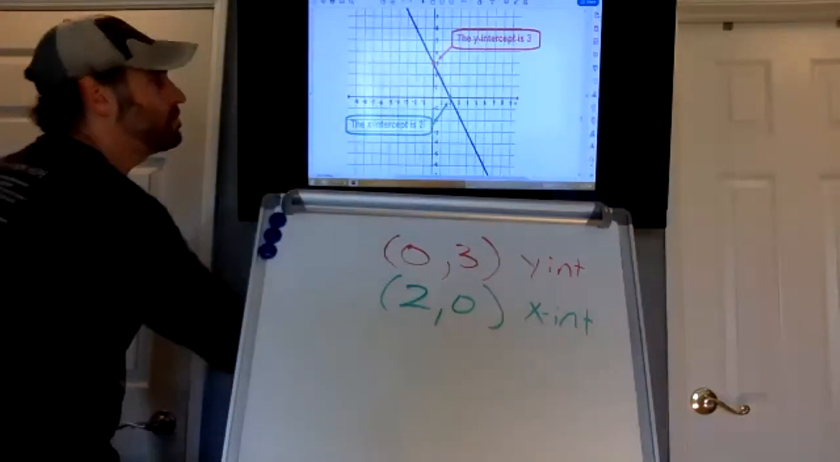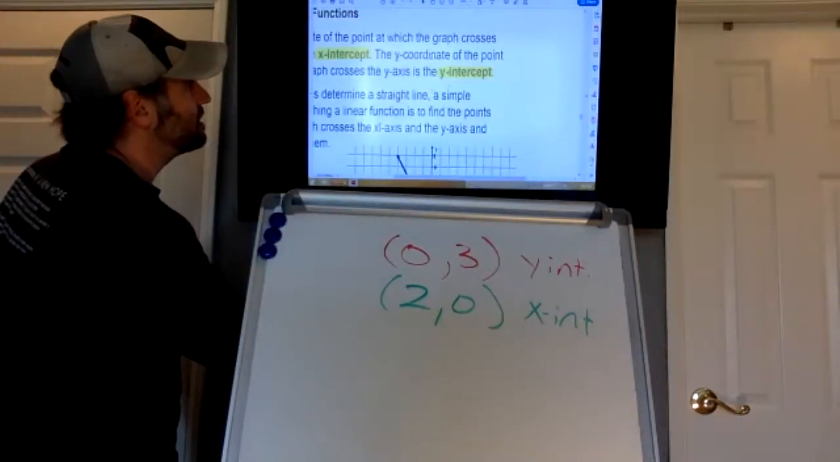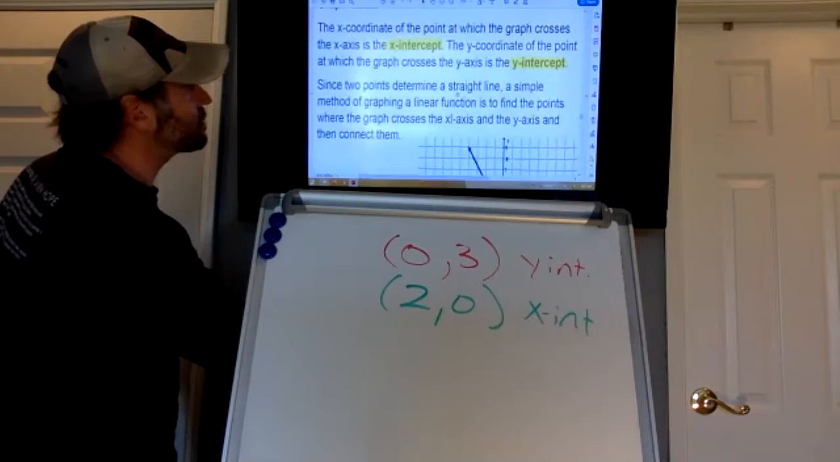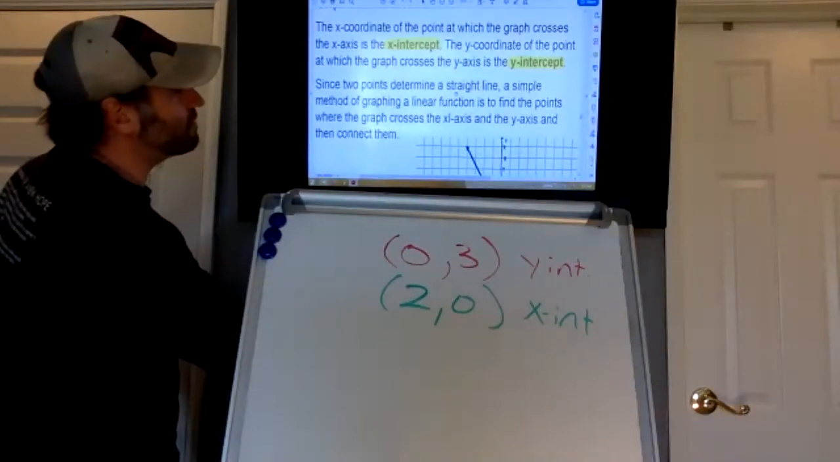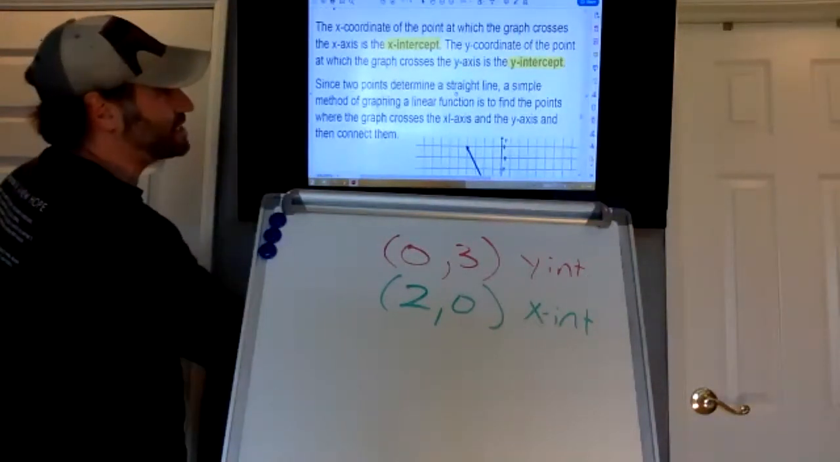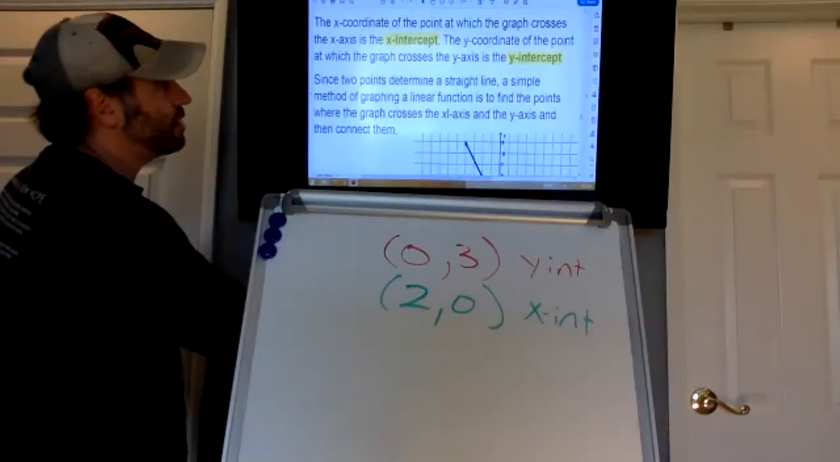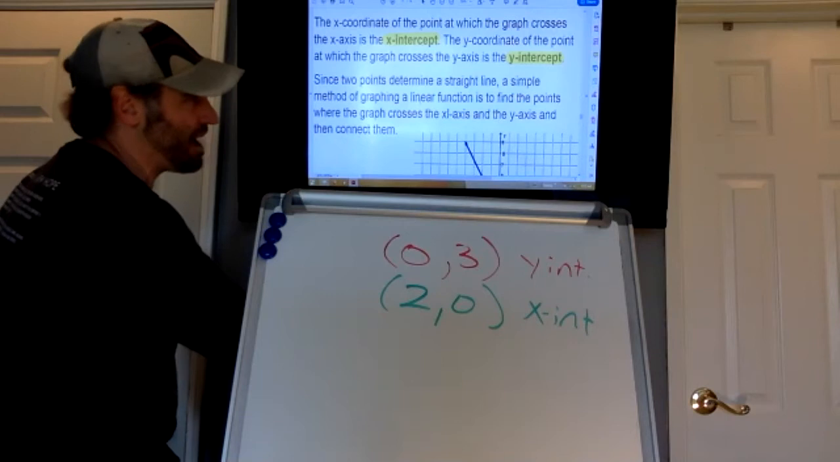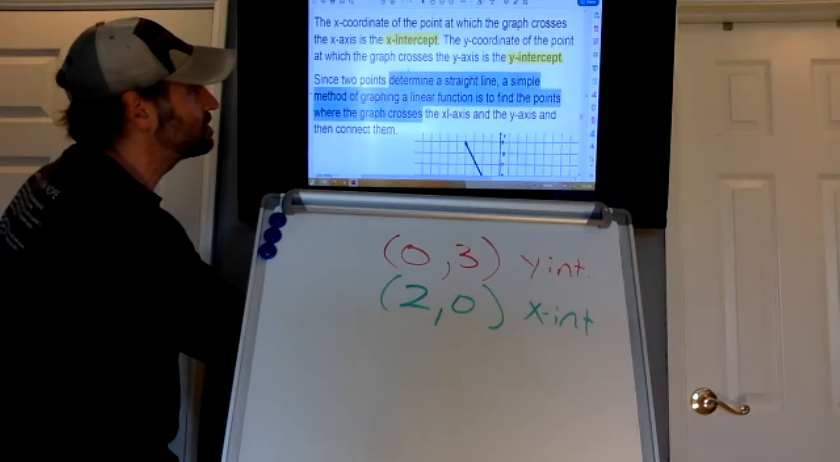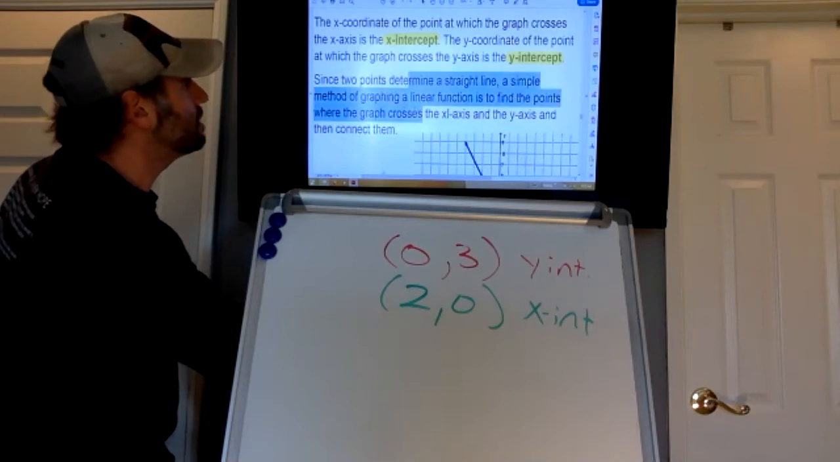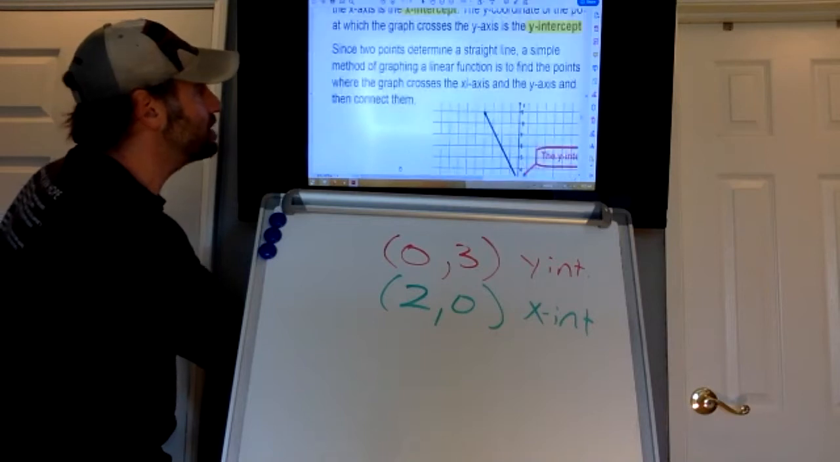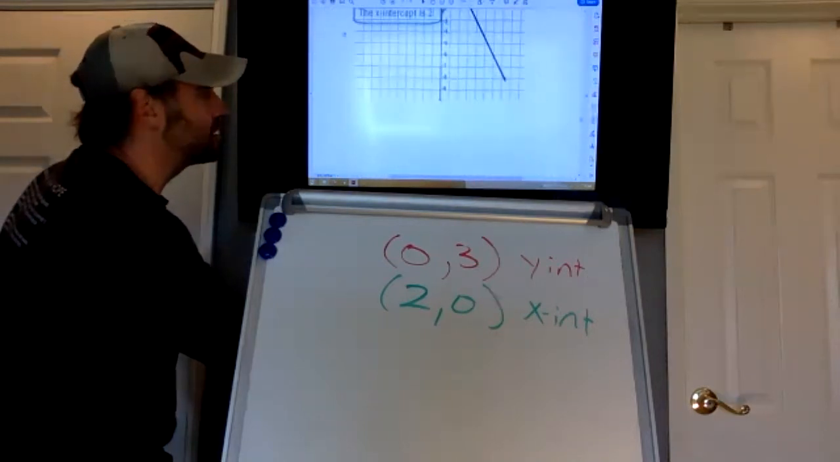Okay? So let's go back up and read what it says. The x-coordinate of the point at which the graph crosses the x-axis is the x-intercept. The y-coordinate of the point at which the graph crosses the y-axis is the y-intercept. Okay? So let's move on. That's good enough. I think you got it.